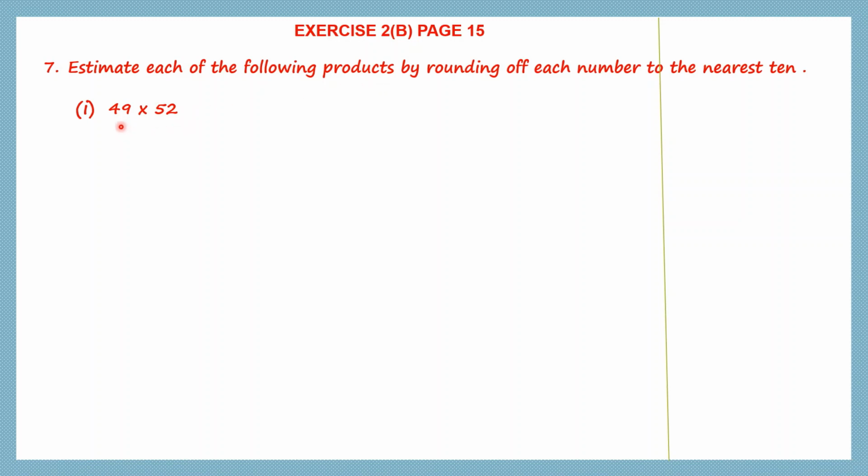So here we have the first one, 49 into 52. First step is we find the nearest 10 of 49 and 52 by rounding them off. And then we find the product of these two numbers. So let's begin that. So the first step, 49 to the nearest 10.